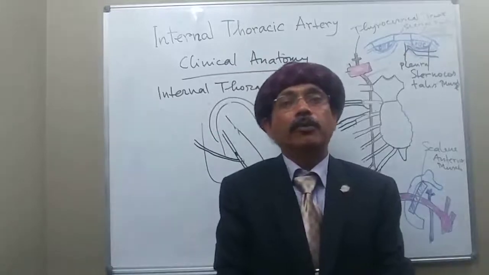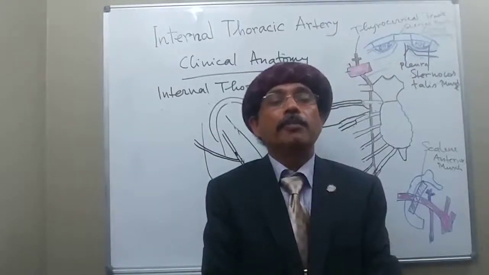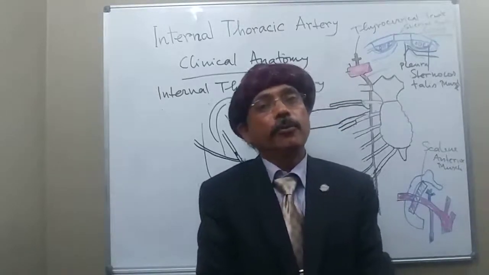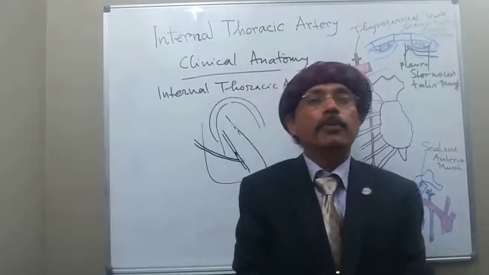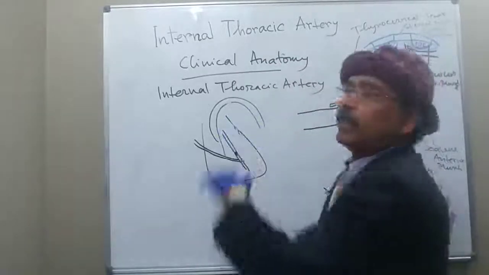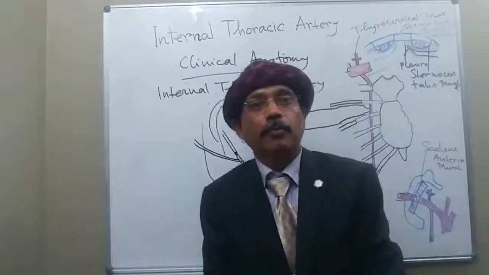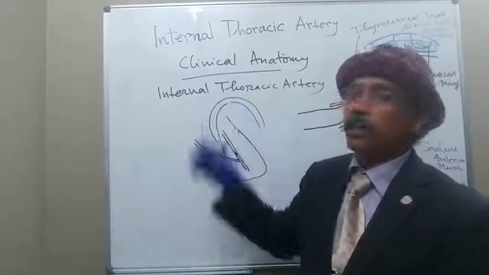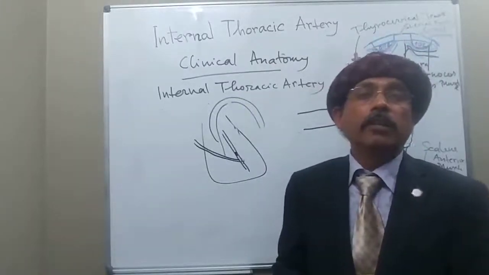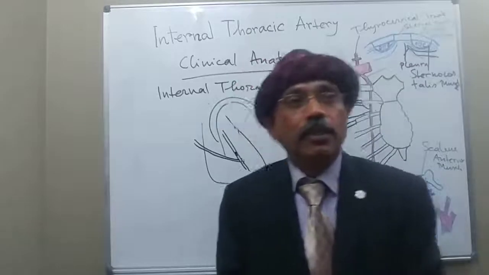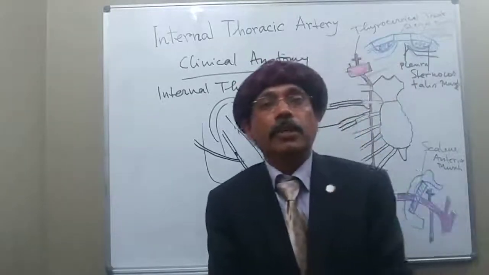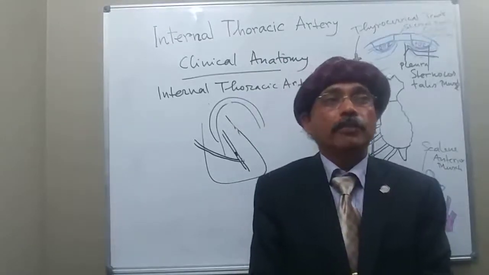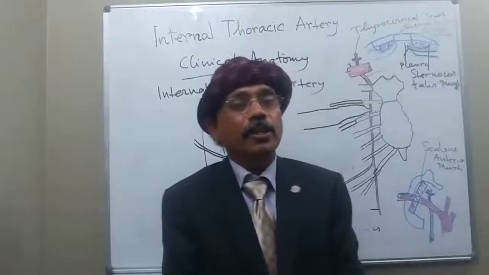We have other arteries also used in coronary artery bypass grafting, like the radial artery, even the mesenteric artery. The great saphenous vein is also used, but the internal thoracic artery is the best choice as far as possible, because it will not be blocked very quickly. It will be blocked later than the great saphenous vein. So this is important: the internal thoracic artery is used in coronary artery bypass grafting. That's all about the internal thoracic artery.